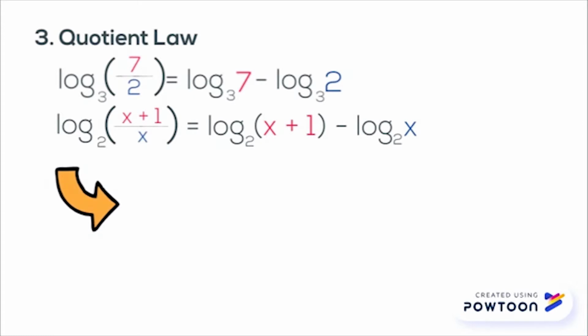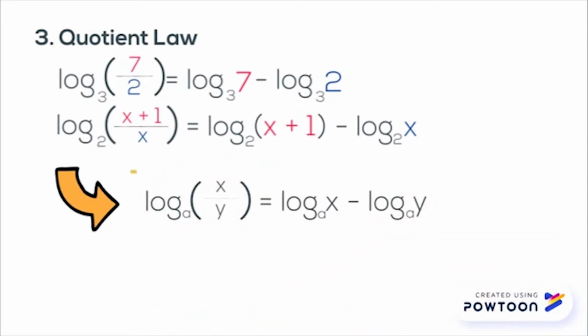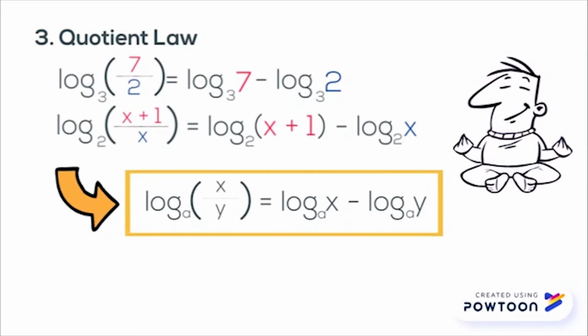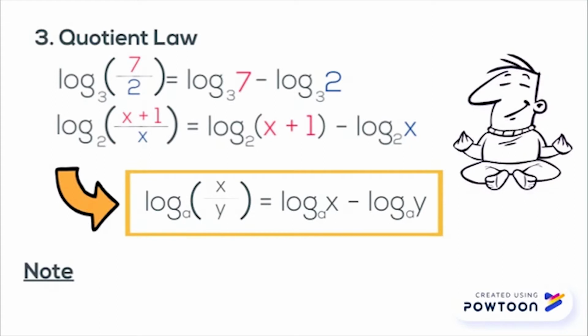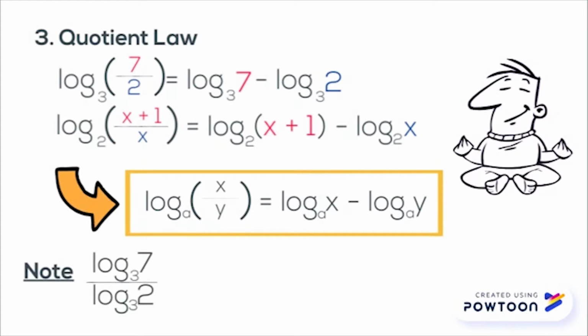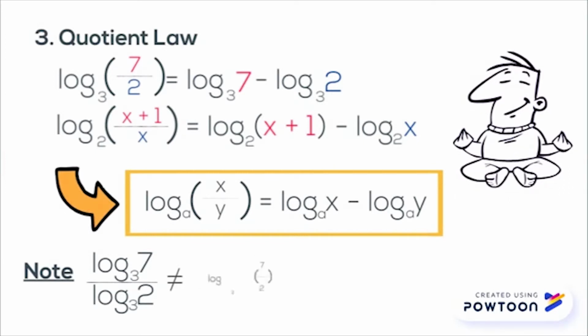Now, let's make a general formula for the third law too. We will get log base a of x over y is equal to log base a of x subtracted with log base a of y. Please be noted that log base 3 of 7 over log base 3 of 2 is not equal to log base 3 of 7 over 2.